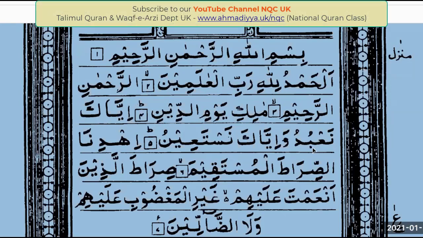Iyyaka na'budu wa iyyaka nasta'in. Ihdinas siratal mustaqim. Siratal ladzina an'amta alaihim. Ghairil maghdubi alaihim waladdallin. Jazakumullah. Now we have learned this Suratul Fatiha.